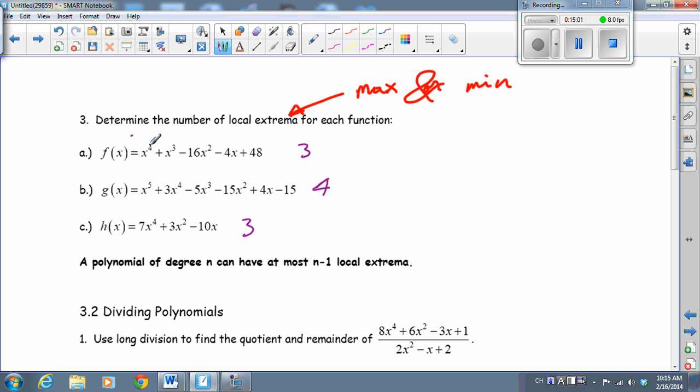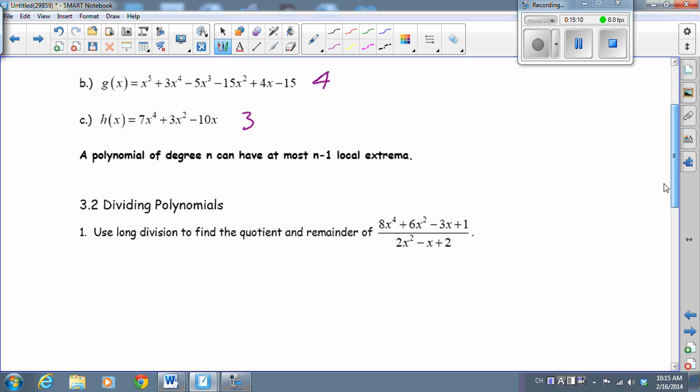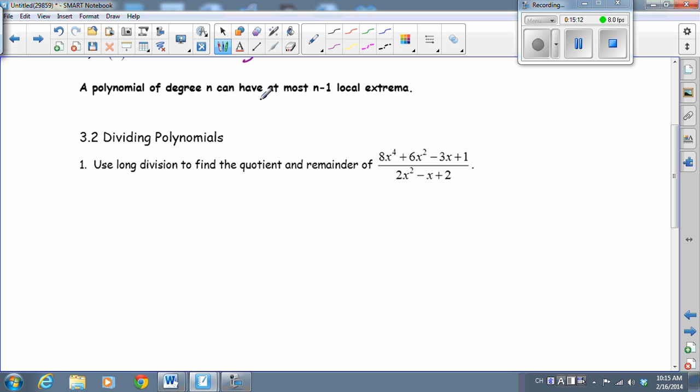So I take the degree of the polynomial minus 1, I get this. Degree of the polynomial minus 1, I get this. Degree of the polynomial minus 1, and I get that. A polynomial of degree n can have at most n minus 1 local extrema. So I was just telling you how easy it is to get it, but the formula is here. And this, the extrema is also talking about the number of terms.